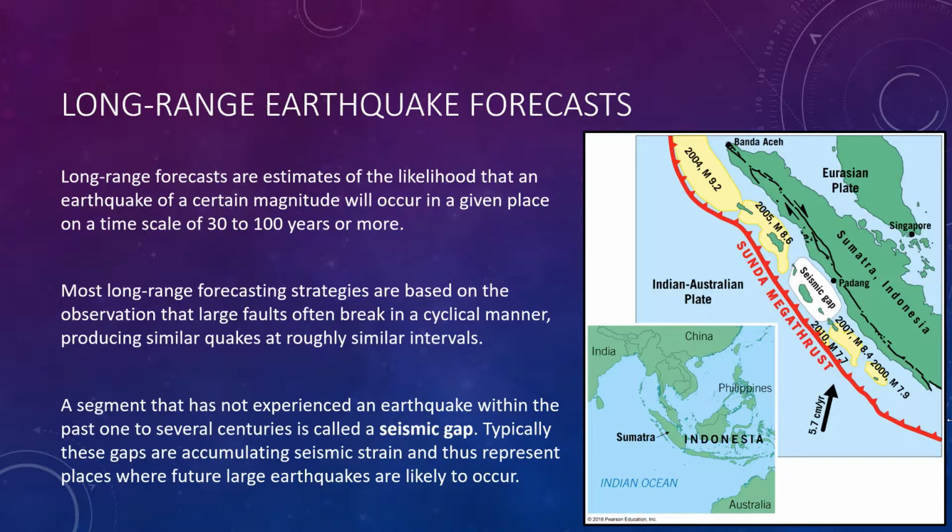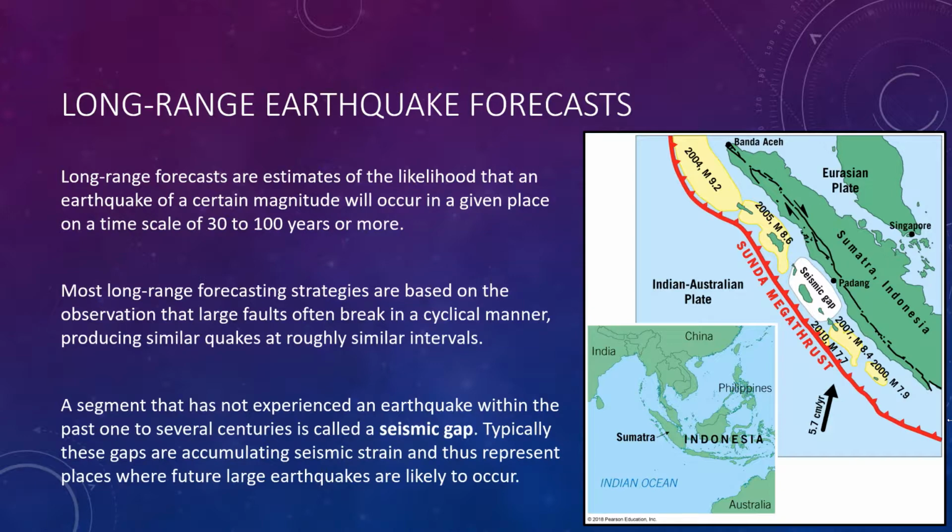Most long-range forecasting strategies are based on the observation that large faults often break in a cyclical manner, producing similar earthquakes at roughly similar intervals. In other words, as soon as a section of a fault ruptures, the continuing motions of earth plates begin to deform and bend the rocks until they fail or rupture once again.